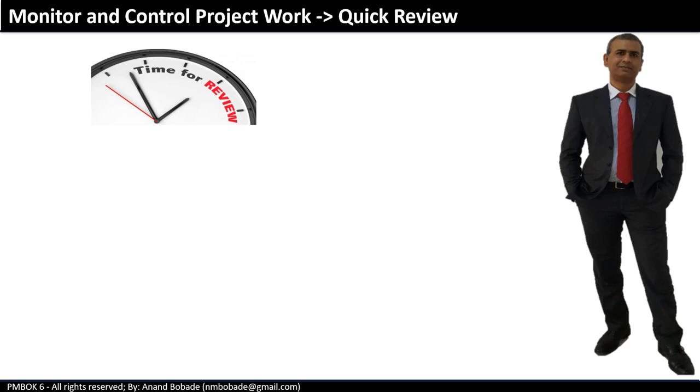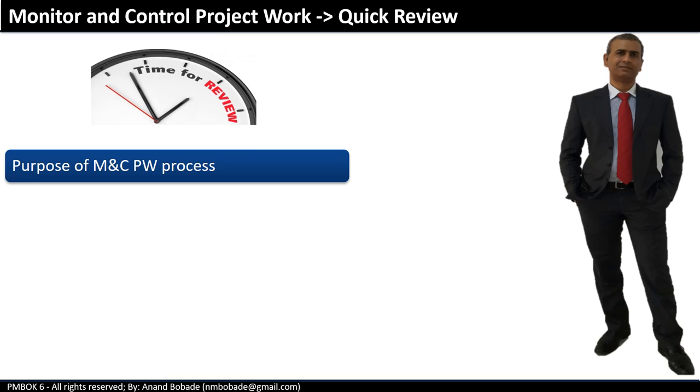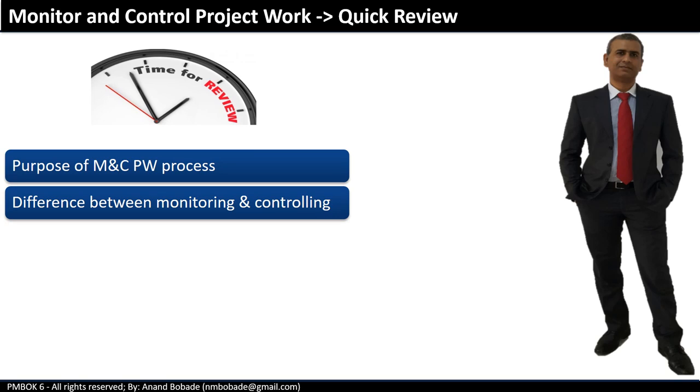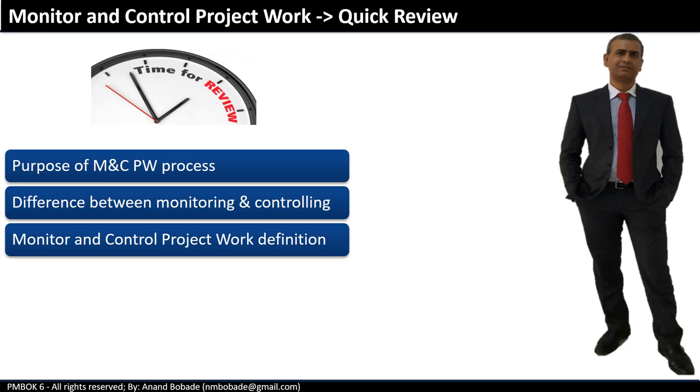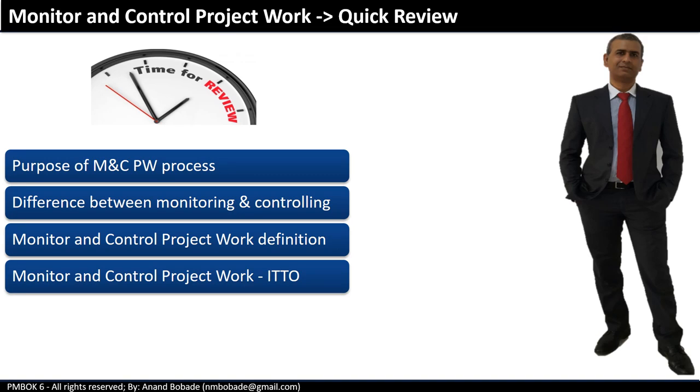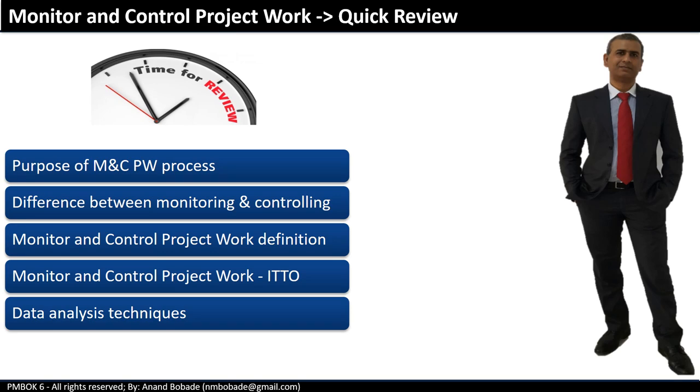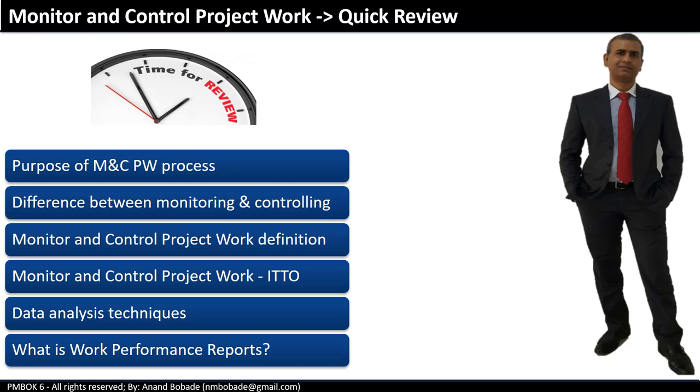Good job! You have completed one of the key processes used only by the project manager, that is monitor and control project work. Let's do a quick review of the topics covered so far. Of course, we started with understanding what the monitoring and controlling process is. We also discussed the difference between monitoring and controlling activities. We talked about the process definition. We went through inputs, tools, techniques, and outputs. We also discussed various data analysis techniques like root cause analysis, cost benefit analysis, variance analysis, etc. And finally, we also discussed the work performance report.